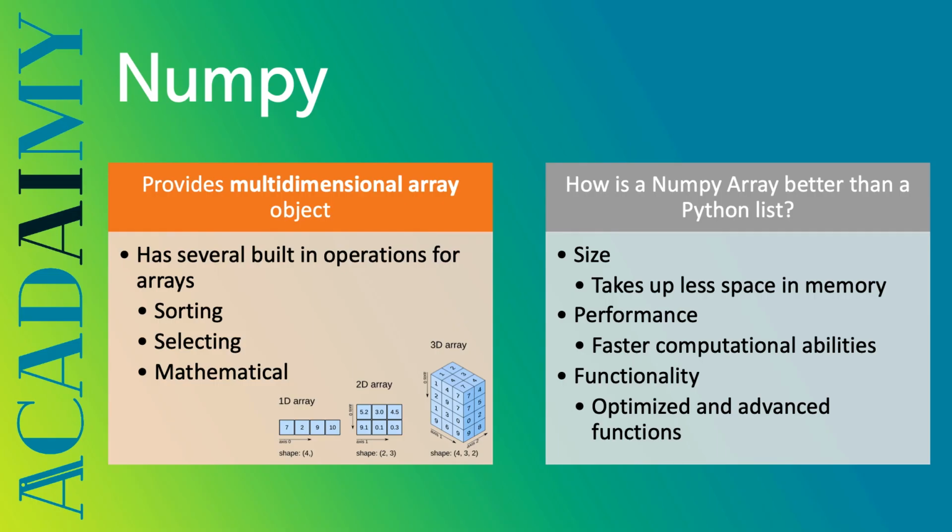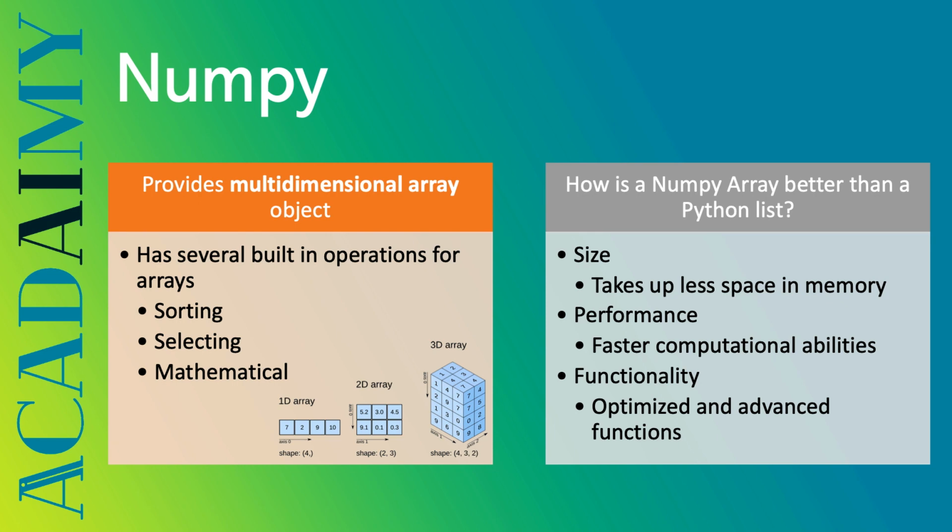So first, we'll be looking at the Numpy Python library. Some pronounce it Numpy, while others pronounce it Numpy, but I'll probably use both versions interchangeably. So Numpy is a Python library that provides a multi-dimensional array object. Multi-dimensional meaning you can have arrays of arrays, and things like that. Numpy provides several built-in operations for arrays, such as sorting, selecting, and mathematical operations, etc.